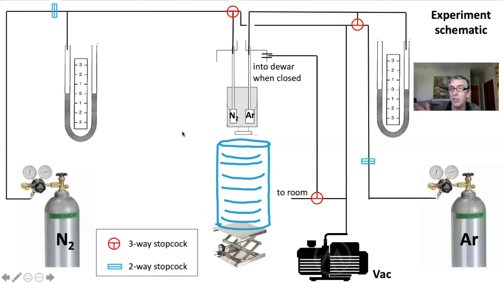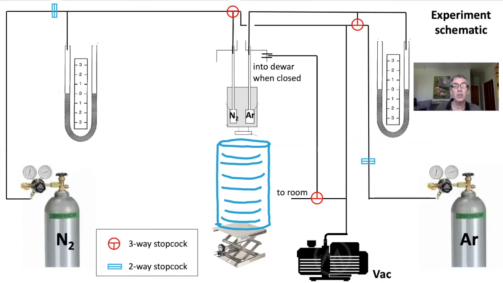How do you have to turn these stopcocks in order to first open the system to the vacuum so you can evacuate? Then you want to think about how you turn these stopcocks so that you can isolate the argon side and introduce argon only to that side. And then same thing for nitrogen. Okay, I won't walk you through it, but you'll want to study it.